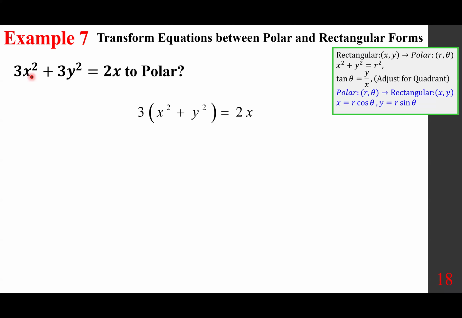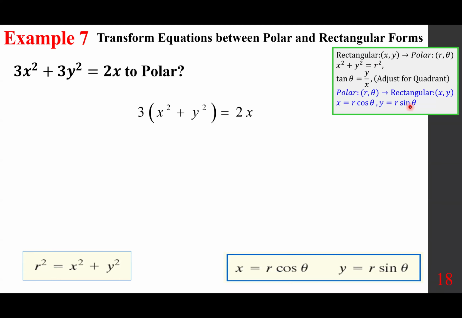And again, we remember, simply put, r squared is x squared plus y squared. X equals r cosine theta and y is r sine theta. Just reminding you, we have it here already. Therefore, we are going to replace this with r squared and replace the x with r cosine theta.